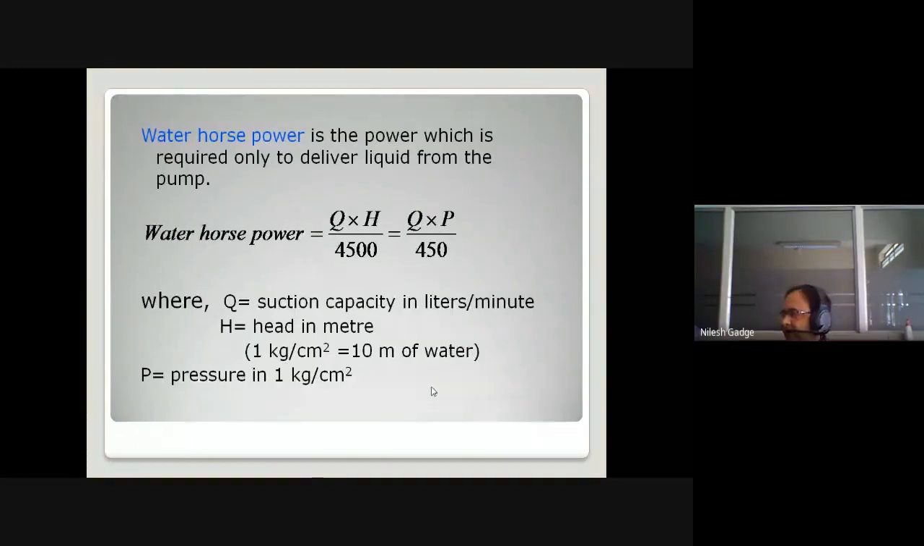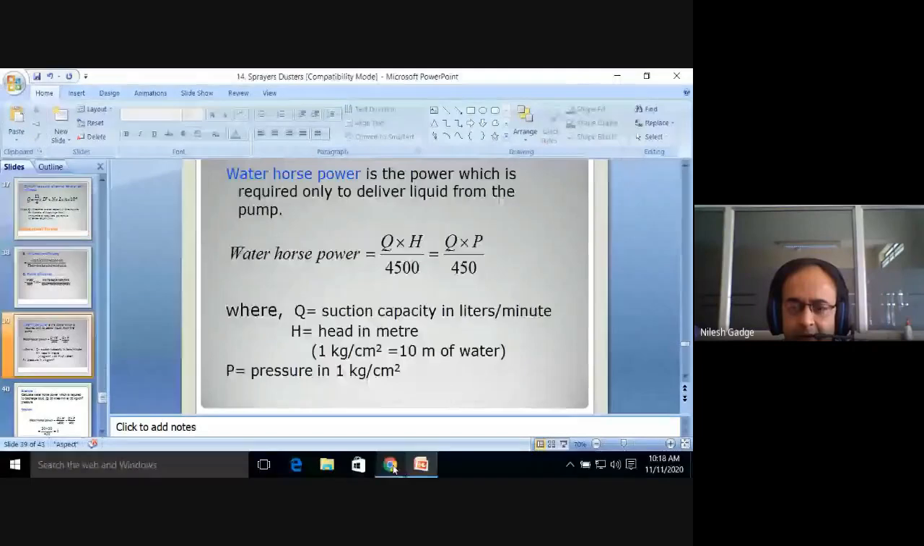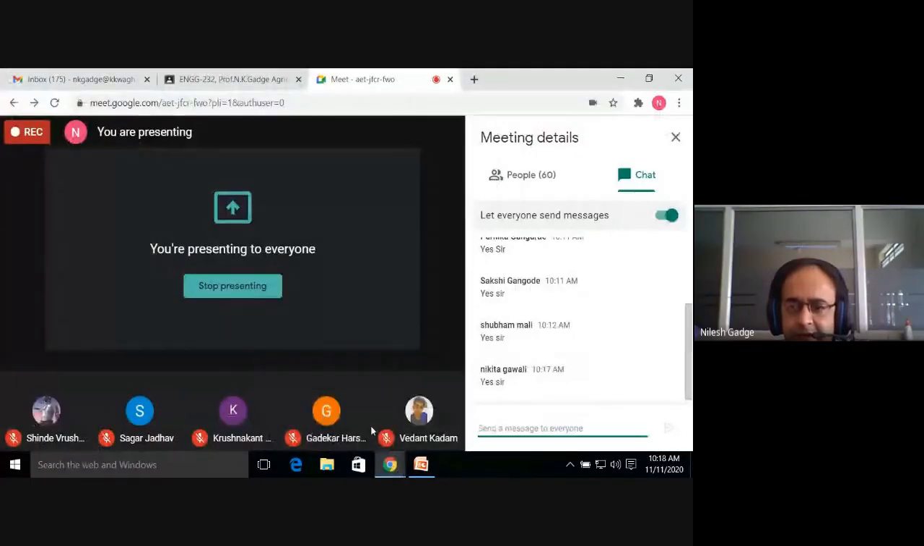So let me know if you have finished writing the formula of the water horsepower, because we have to solve some examples on that. Okay, we have to solve the examples on this. So do it fast. I hope you have finished this term water horsepower. Is it or not? Okay, Shubham Mali, it is finished. Sakshi, then Pranika. Okay, thank you. Then now we'll go in solving some examples.